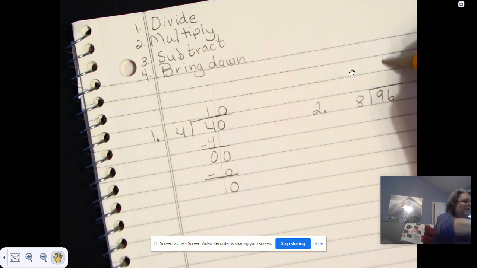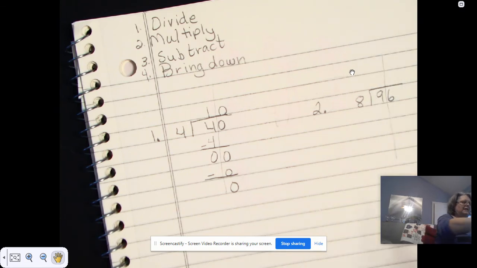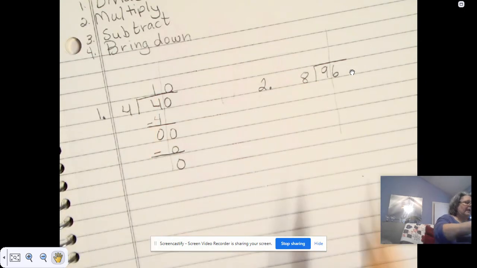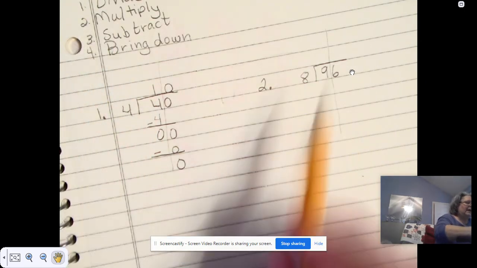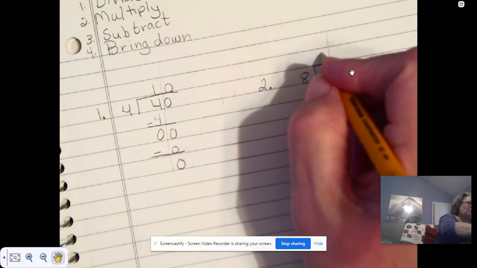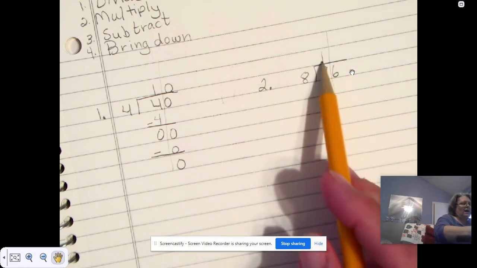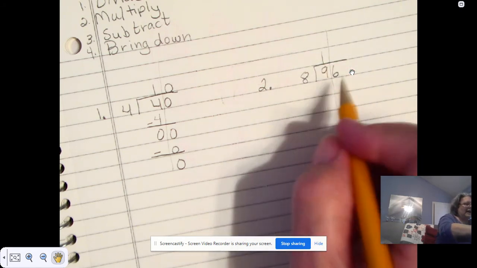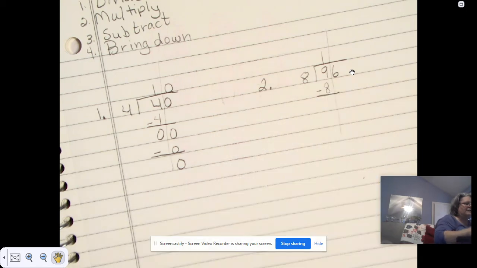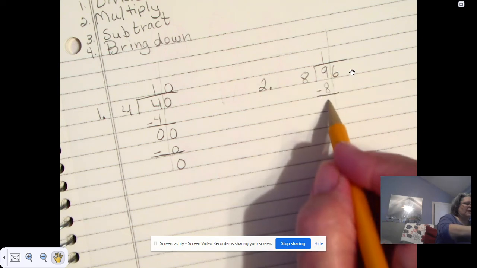And now I'm going to draw my light line to divide my numbers. And I draw it lightly and I make it long so that I don't accidentally mistake it for a number 1. And we start with divide. How many groups of 8 go into 9? 1 group. We write it up there. 1 times 8 is 8, which we write right here. We draw our line and subtract. 9 minus 8 is 1.